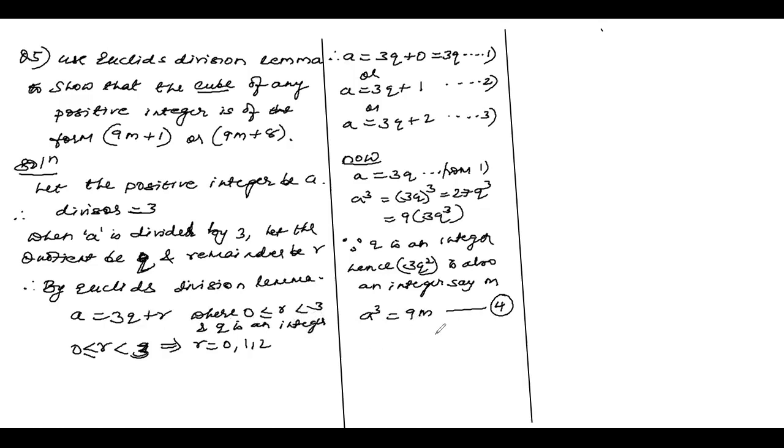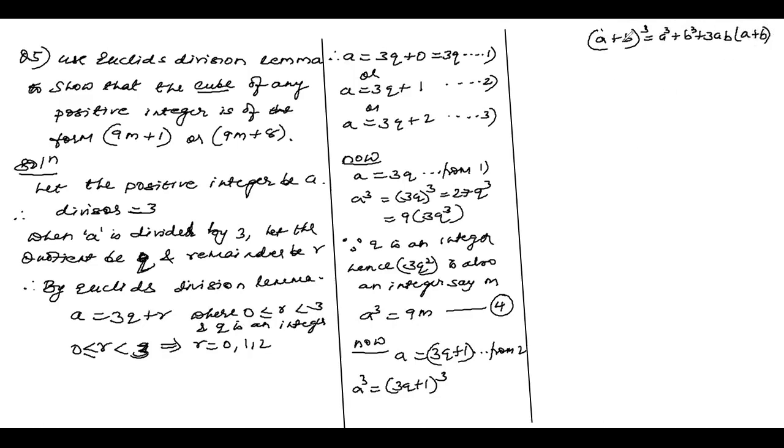So, now look here. Now I want the cube of the second number. A is equal to 3q plus 1. You can just say this is from 1, so this is from 2. Now you want a cube, so take the cube on both sides. Now, look, children, I'm just trying to show you (a plus b) the whole cube will be a cube plus b cube plus 3ab into (a plus b). Here a is the first term and b is the second term.